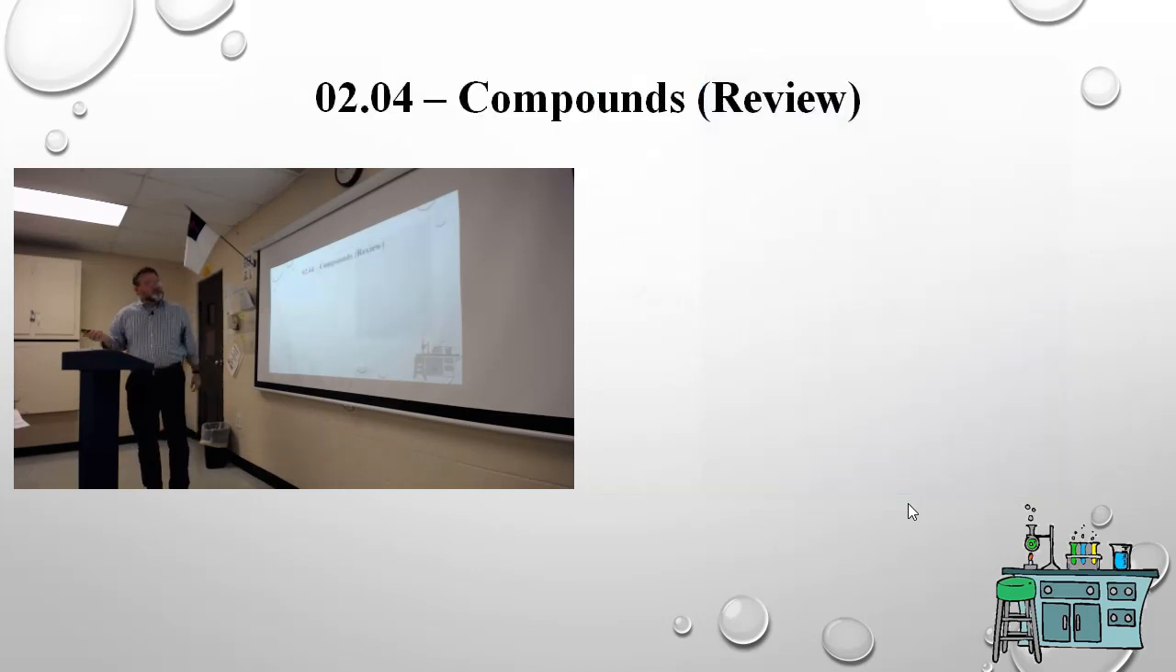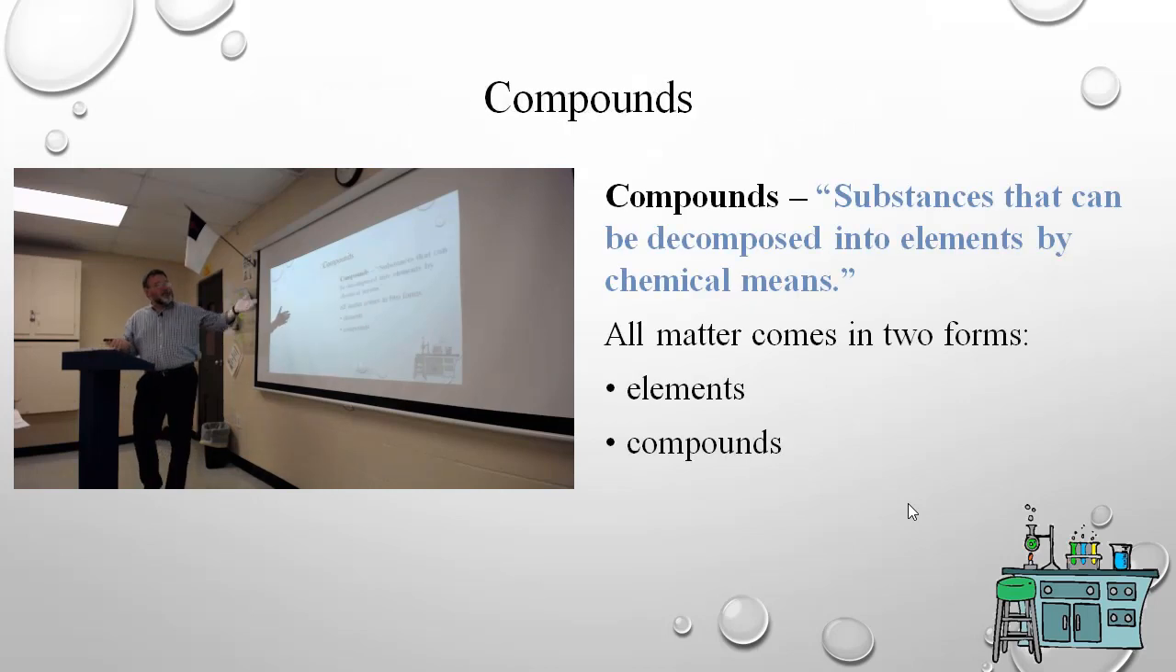Real quick review. We talked about compounds, and that compounds are substances that can be decomposed into elements by chemical means, and that all matter comes in two forms, either elements or compounds. Now, again, it wouldn't necessarily be like this in nature. You've got element blue, element red, element yellow, element green. In real life, these colors would all be scattered together, but for time, I'm going to keep it like this, like it's banded.